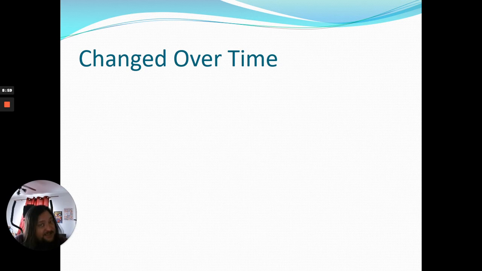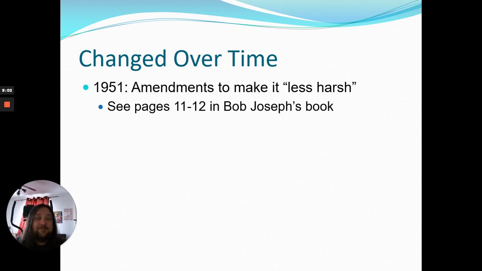Now, the Indian Act still exists, but it changed over time. There were amendments. So there were some amendments before 1951, but 1951 were some of the major ones, because at this point in time, some non-First Nations and some non-Indigenous people were starting to get more knowledge about what was going on, especially during World War II, and information about residential schools were coming out, and people were starting to go, hey, that's not cool, right? And so obviously First Nations people were aware of what was happening, but other Canadians were not. And so in 1951, there were some amendments to the Indian Act to make it seem less harsh.